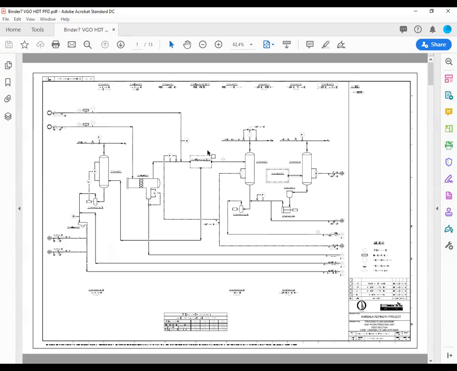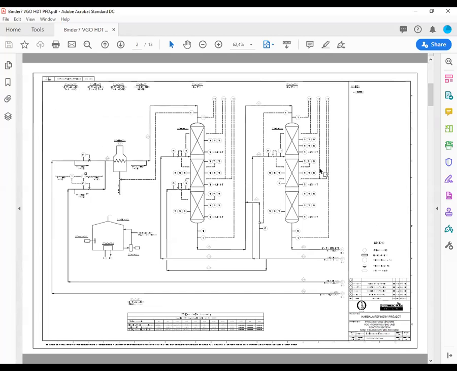Now you can see the PFDs. You have a lot of PFDs for the unit. Let's see the complete PFD that we have seen. This is the complete one for the reactors.